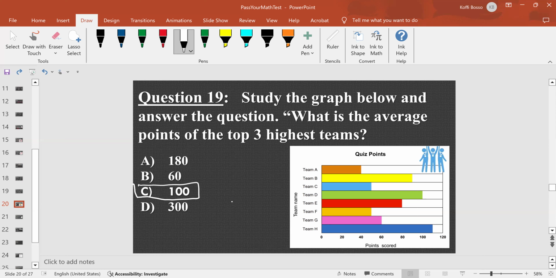So the longest here is the last one, team H. And if you see this, approximately we can say the point here is 110 for blue. After blue, we can take the green. And for green, approximately 100. So we add this 100. The next one will be yellow. And this yellow, approximately, we can say 90.